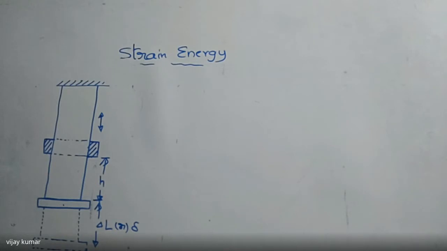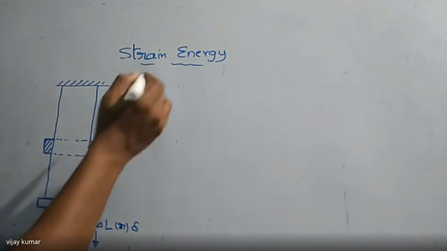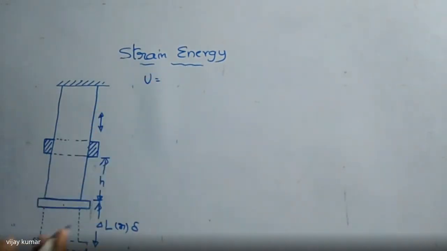Strain energy is always equal to work done. I have already told you strain energy is the energy stored in the material. When the material is deformed from this point to this point, some energy is stored within the material. If you release this weight, the material comes back to its original position. Such a material is named an elastic material, and it follows Hooke's law.